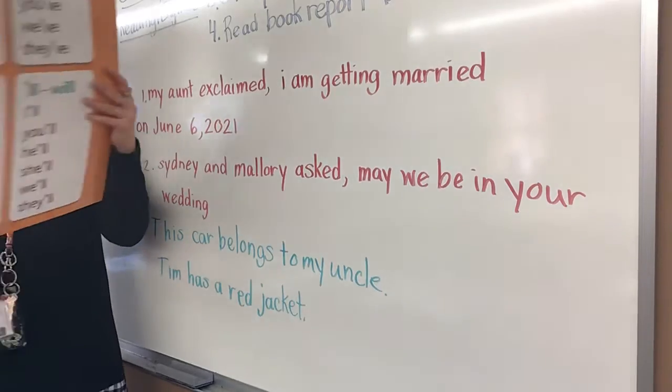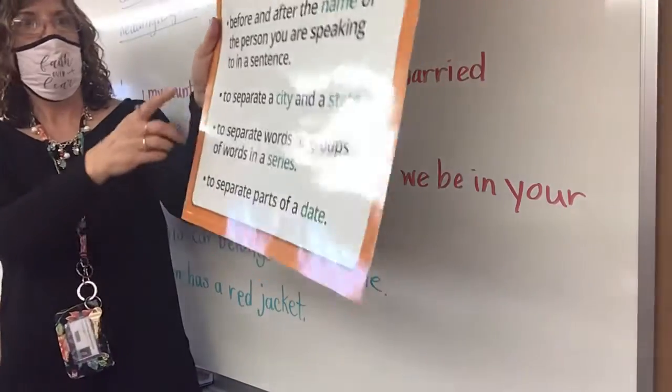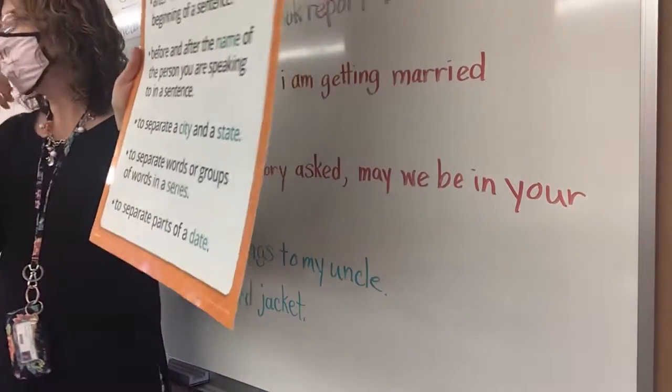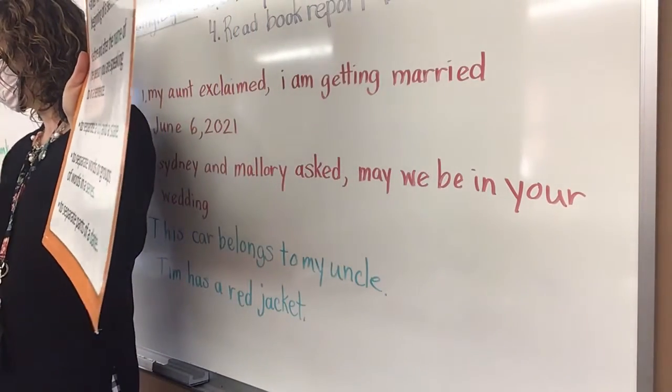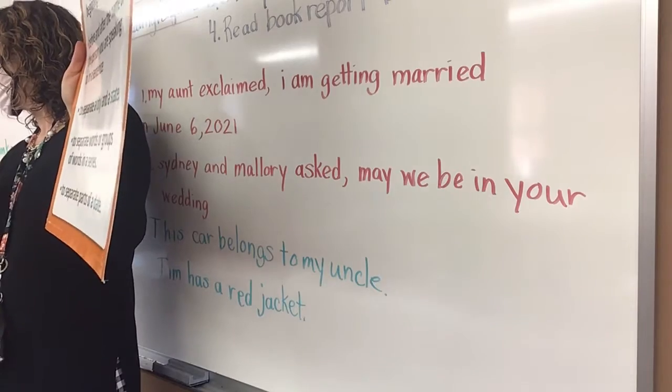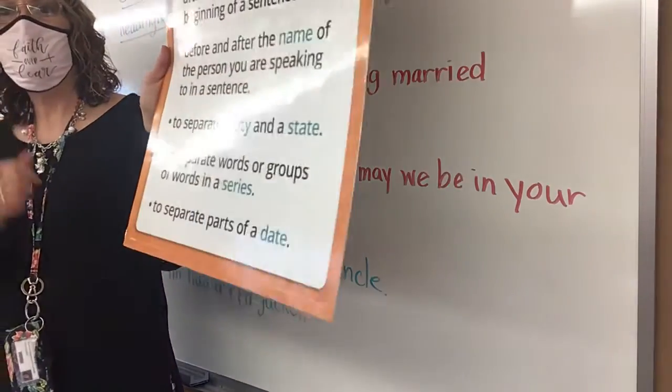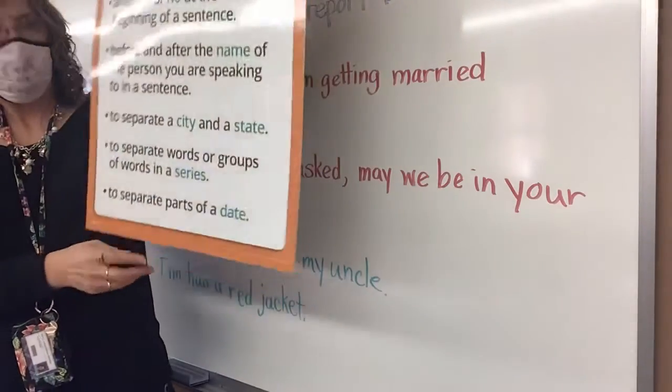Attention on me, please. Alright, next rule. Use a comma to separate a city and a state. What's the other part of that rule? And after the state too, not at the end of the sentence. Very good. After the state too, if it's not at the end of the sentence.